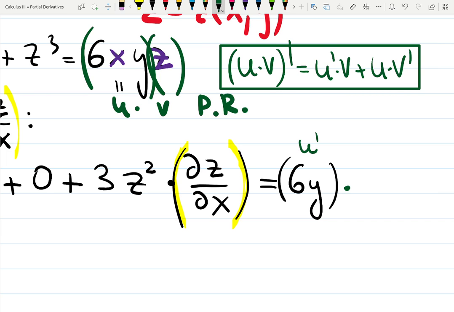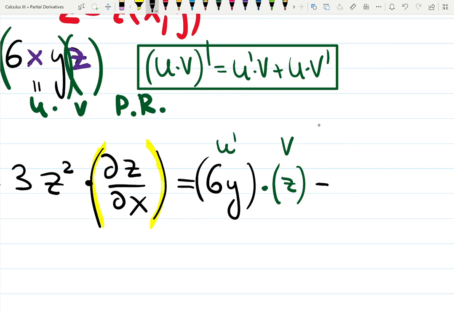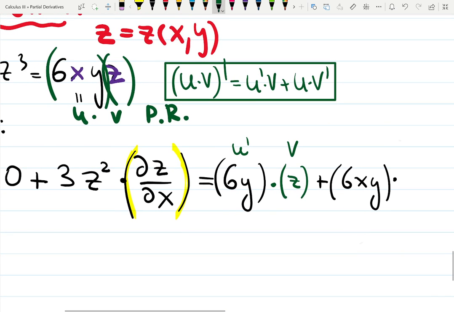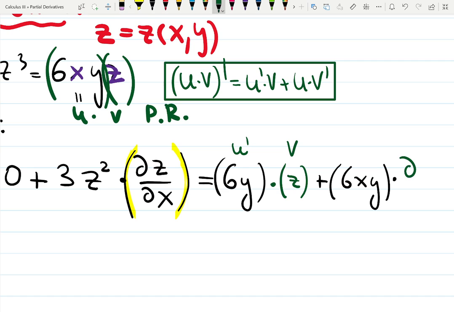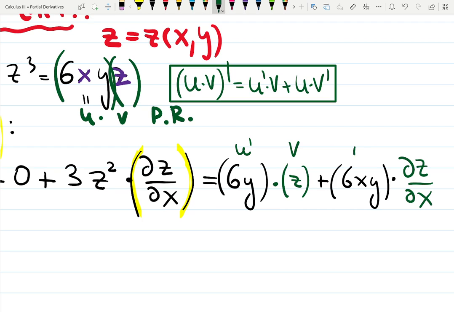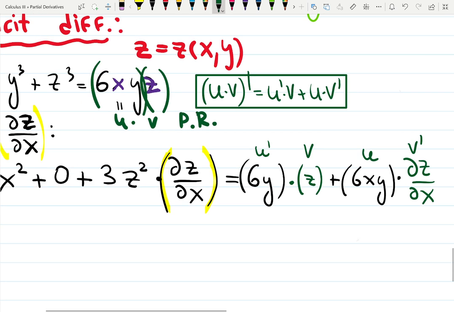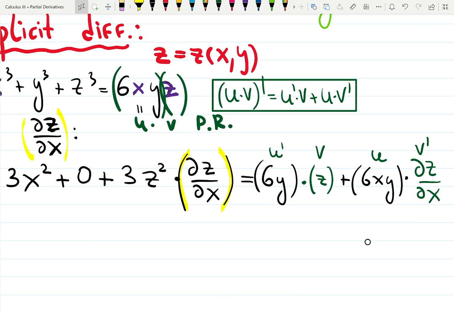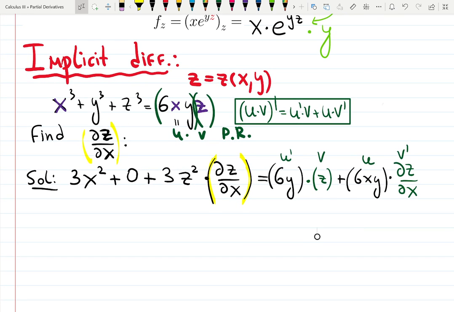Copy V. V is Z, so I'm just copying it. That is V. Plus, copy U. That is 6xy times the derivative of Z, which is Z prime. But we just realized that Z prime is a bad notation, so I'll write dz with respect to x. That is U V prime. How about that? It's fun. I kind of hoped you would enjoy it, to be honest.